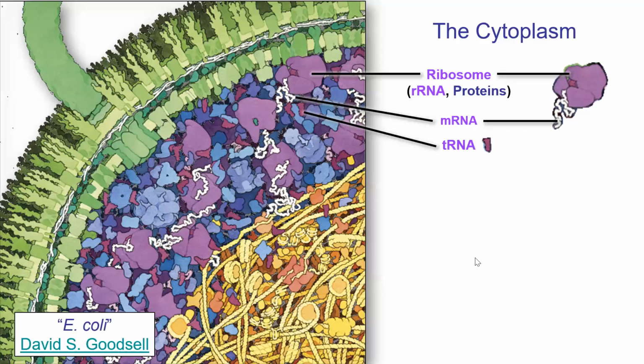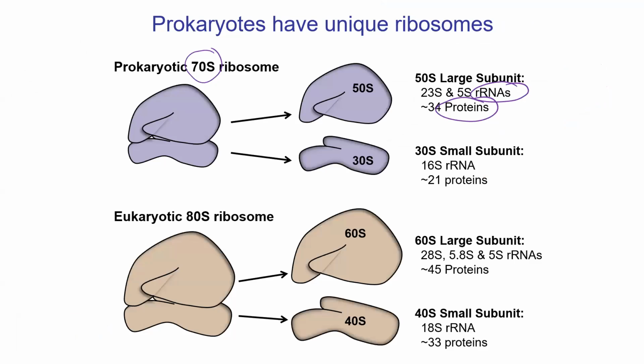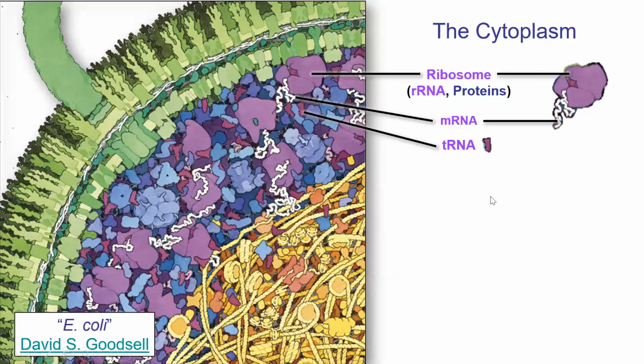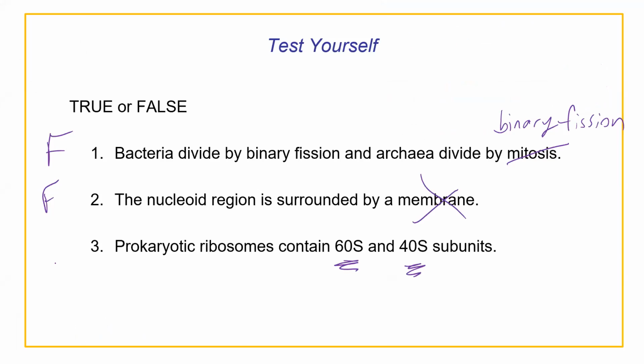It turns out, I forgot to mention this, that there are two subunits in a ribosome. This is called the large subunit here, and this is called the small subunit. Overall, the prokaryotes have a 50S large subunit and a 30S small subunit, whereas eukaryotes have a 60S and a 40S, so it's a bigger structure. So I'll go back to that question, and the answer is false. This is really referring to eukaryotes.